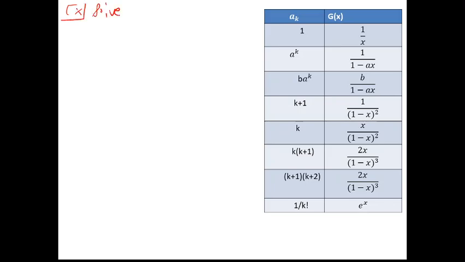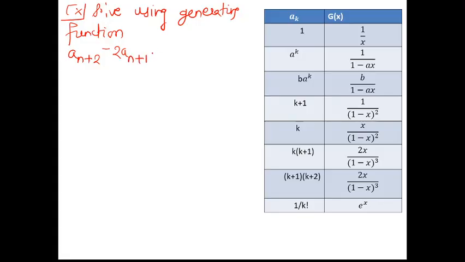Solve using generating function. The recurrence relation given is a(n+2) minus 2 times a(n+1) plus a(n) is equal to 2 raised to n. a0 is given as 2 and a1 is given as 1.